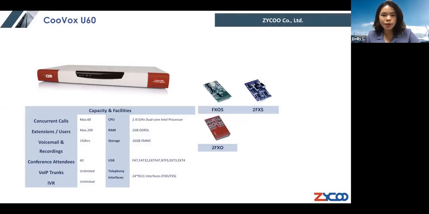And then we have our U60. The U60 supports a maximum of 60 concurrent calls and up to 200 extension users. The U60 only supports the 2FXS, the 2FXO, and the 4FXO. Those are the three modules that the U60 can support.